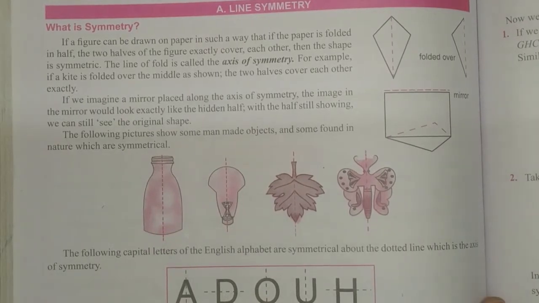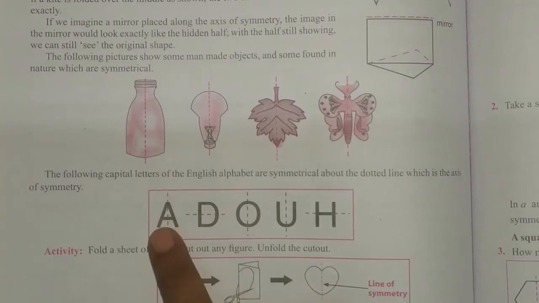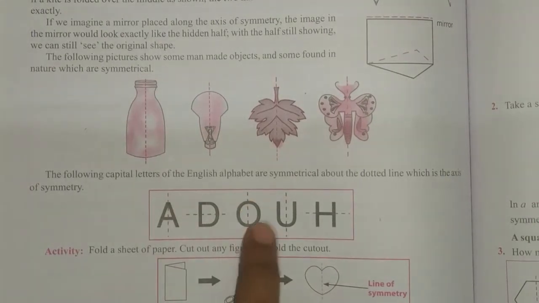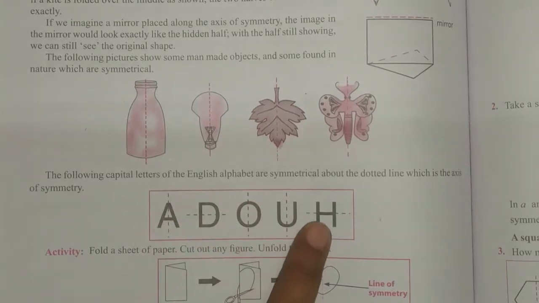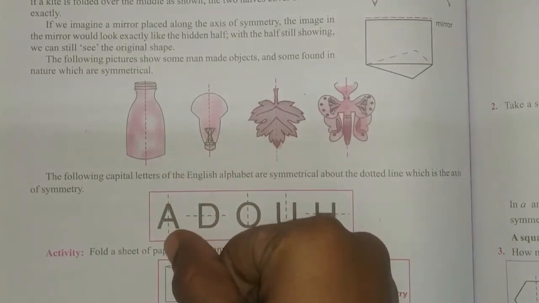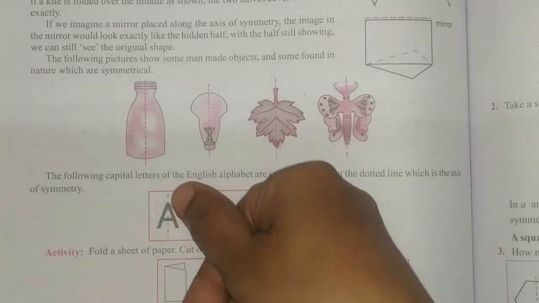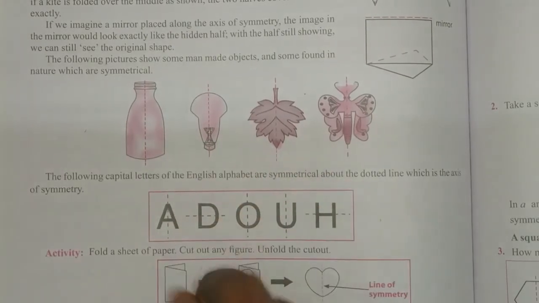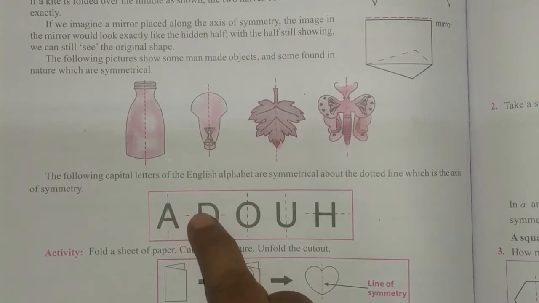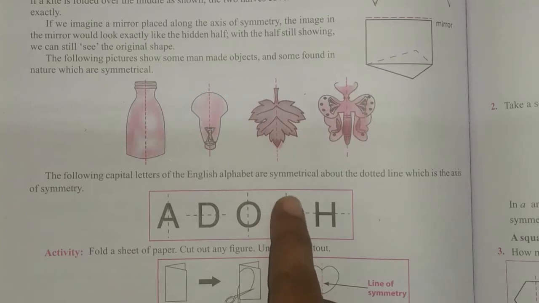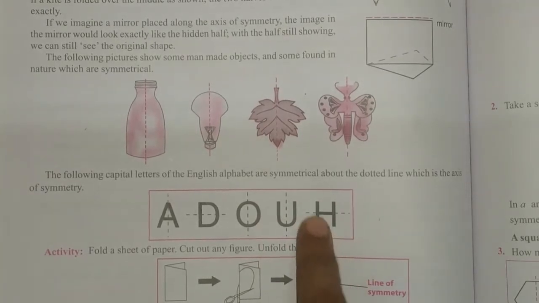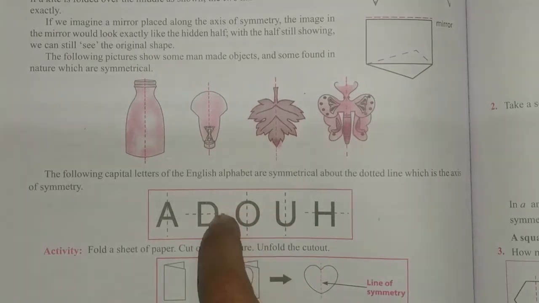Even some English alphabet letters are symmetrical, like you can see here the letters A, D, O, U and H. These dotted lines indicate how many axes of symmetry they have. The letter A divides along a vertical line of symmetry, and for D, if you draw this line horizontally, it has one line of symmetry. The letter O has one line of symmetry in this case, U also has one, H is here, and O also has a horizontal one if you see.